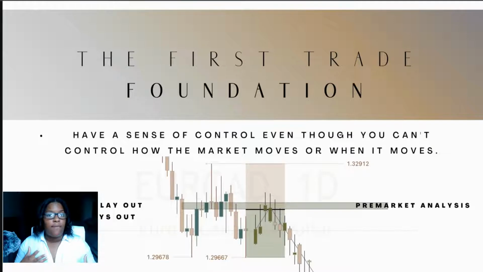In life, we don't have a lot of control over things that happen. You don't have control over who gets fired, who hires you, unless you have your own business. You don't get to control how people treat you. You don't get to control what people say to you, how they address you. There are a lot of things that are out of our control. But what is in control is how you perform in this market based on your entries, where you want to enter. Like, your setup is your control.